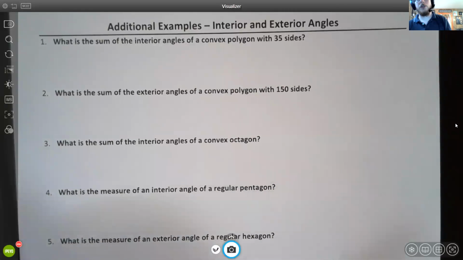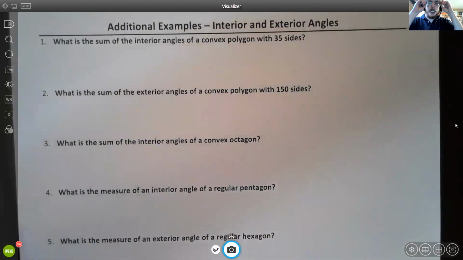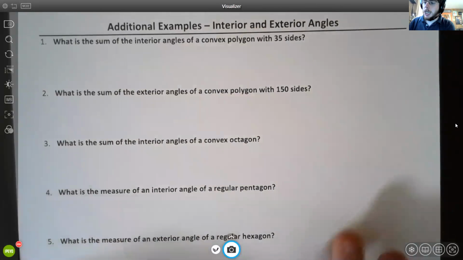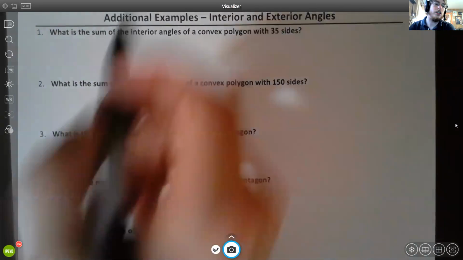This time we're going over some additional examples for interior and exterior angles and polygons, just so we can be sure that you can do the worksheet that is posted, because a lot of these problems are similar to the ones that are posted online. So let's look at number one.